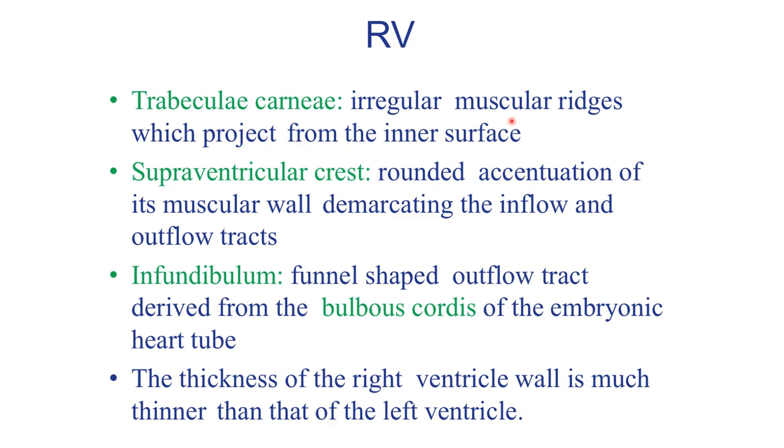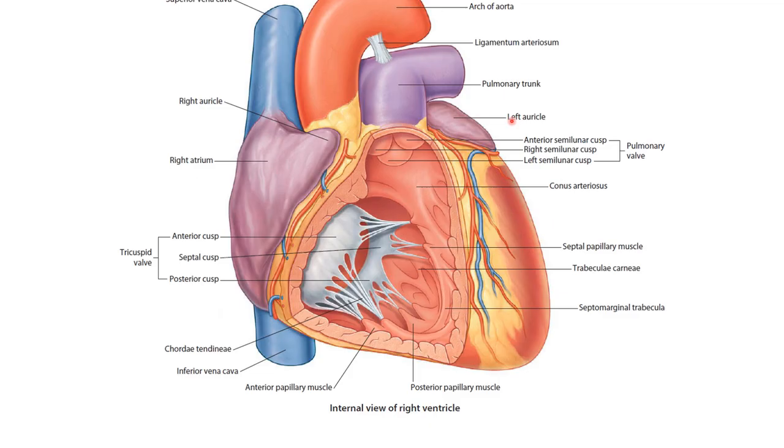But again, you're going to see that the thickest part of the right ventricle wall is much thinner than that of the left ventricle. This is because of adaptation, because I hope you know that the left ventricle pumps the blood towards the rest of the body, but the right one pumps only to the lungs. Alright, so let's go and see these things here.